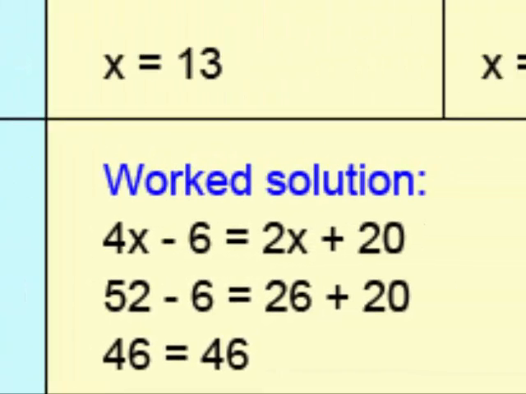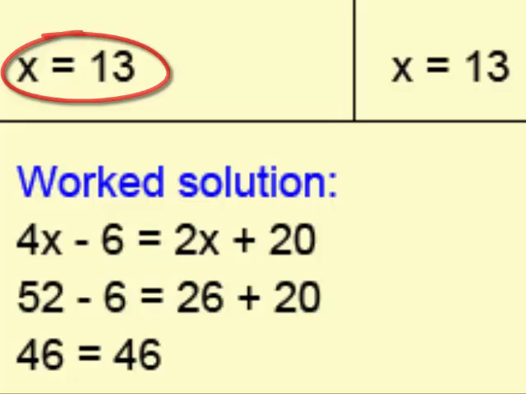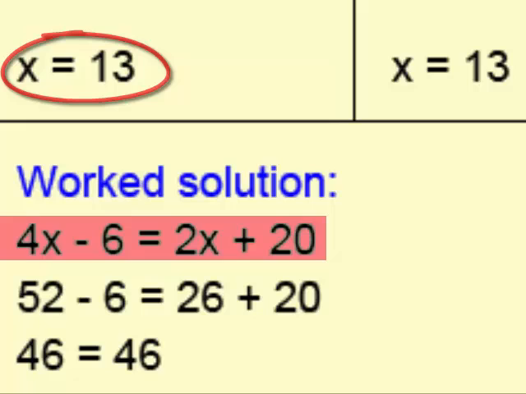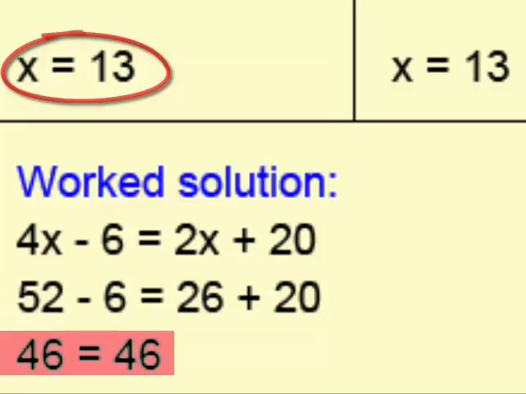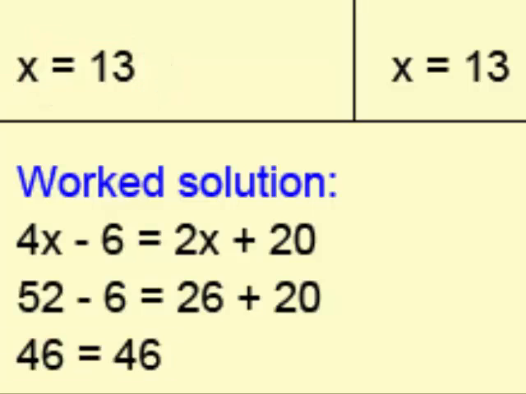In our second equation, we find a value for x, which was 13. If we replace this value into the original equation, we can ascertain whether this value is correct. In the original equation, we had 4x minus 6 equals 2x plus 20. This gives us substituted values of 52 minus 6 equals 26 plus 20, which is 46 equal to 46. As both sides of the equation are equal to each other, then this indicates the value of 13 we find for x is the correct value.